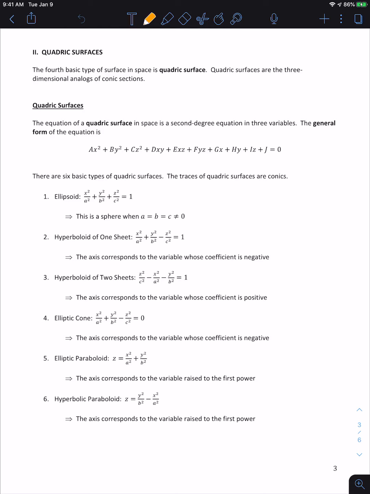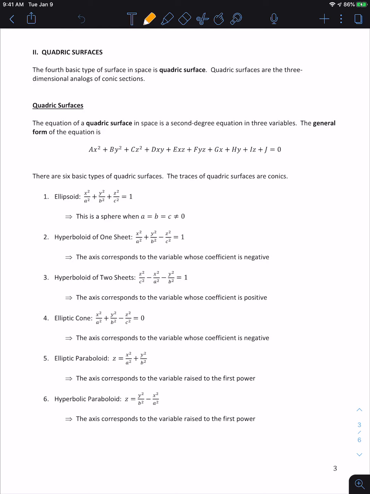Hello everyone, in this video we're going to pick up where we left off in section 11.6 with quadric surfaces. So far we've looked at three different types of surfaces in three dimensions: spheres, planes, and cylinders, and now we're going to look at quadric surfaces. The fourth basic type of surface in space is a quadric surface.